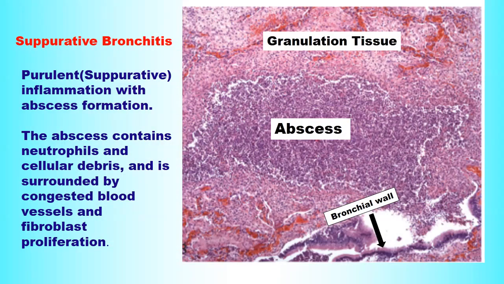These are the microscopic histologic features of the previous slide of suppurative bronchitis, in which the bronchial lumen is filled by pus material with abscess formation. So, abscess is a localized collection of pus, has a central cavity, contains neutrophils and cellular debris, and is surrounded by a layer of granulation tissue, which is called pyogenic membrane, of congested blood vessels and fibroblast proliferation, which indicates the attempt at healing and repair.